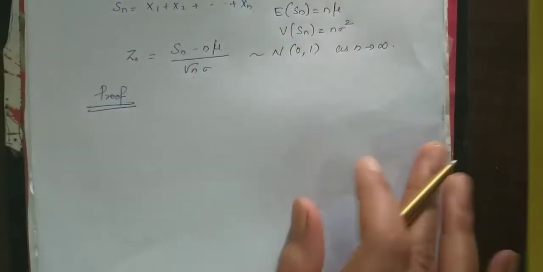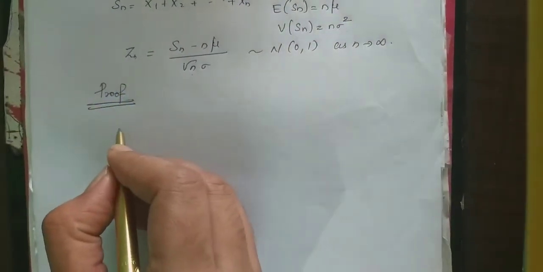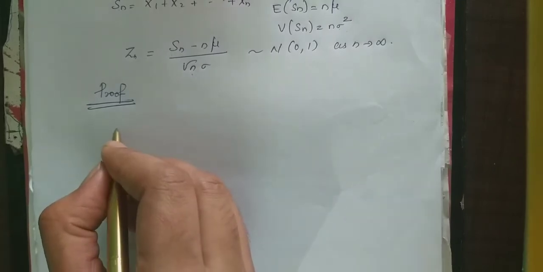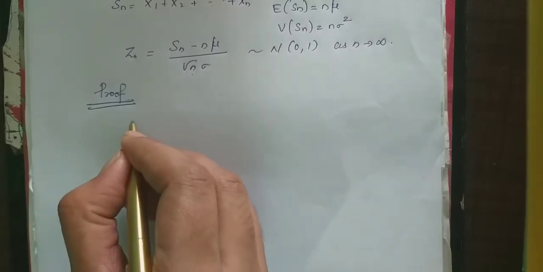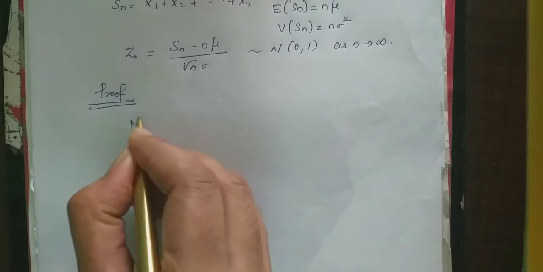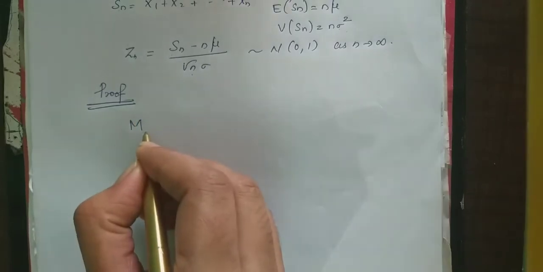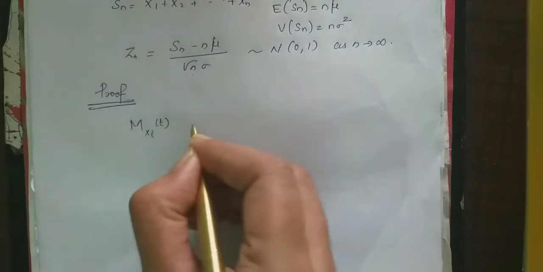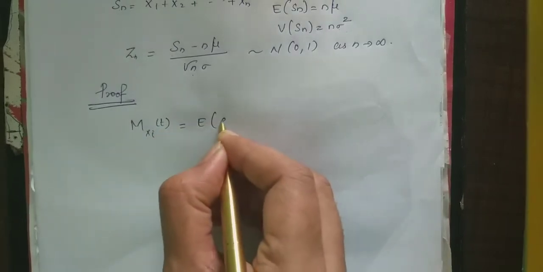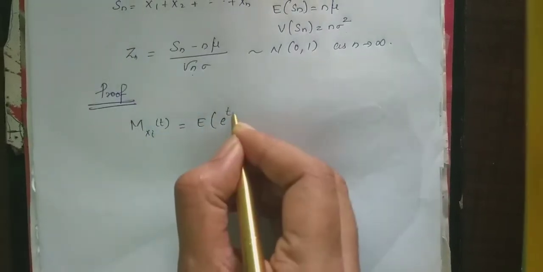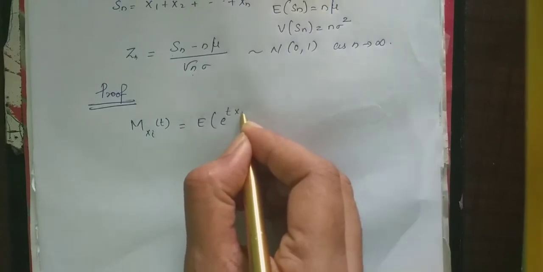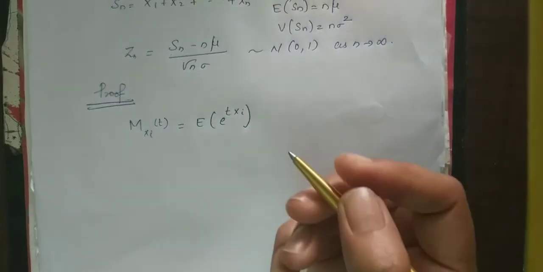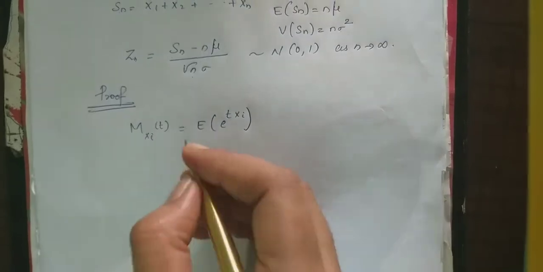Okay, the proof. Let us consider the MGF of xi. Generally we are taking the MGF, moment generating function. The definition of M_xi(t) is expectation of e raised to t x, or we can write here expectation of e raised to t xi.